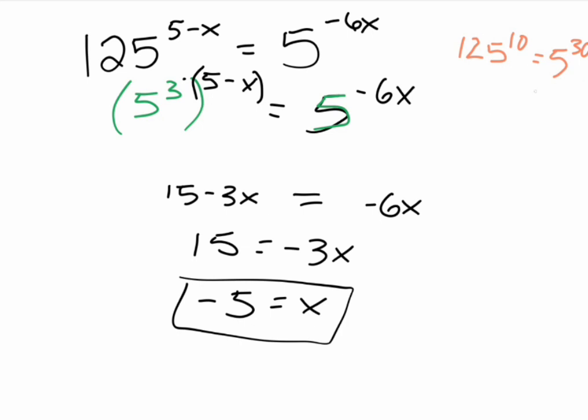You can either check it in your calculator, or if we're doing this same thing that it came from, this is 5 to the third to the 10th. Right, I replaced 125 with something I know it's the same as. So it looks like 5 to the 30th equals 5 to the 30th, so it checks out.